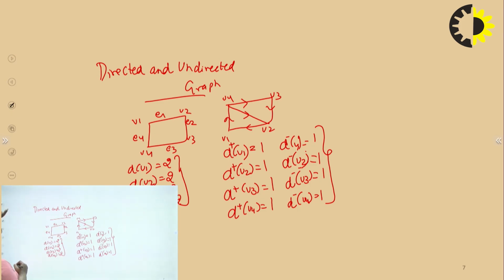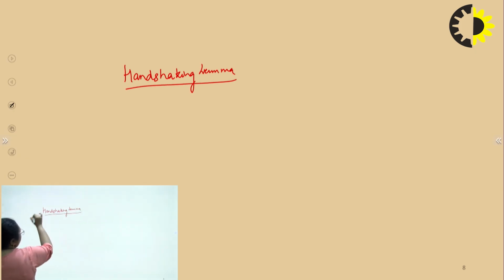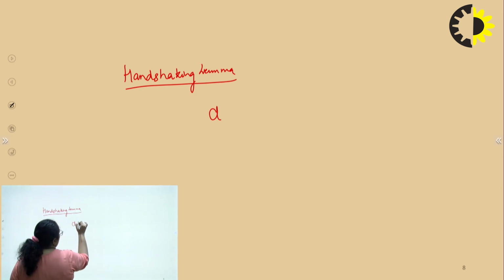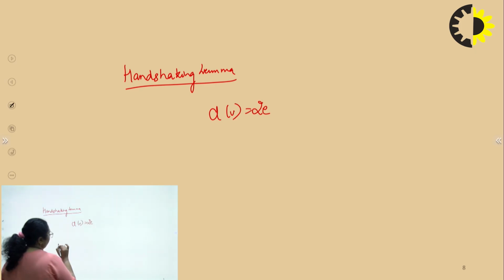So the handshaking lemma is one of the important theorems, and it is asked most of the times in AKTU. It says the sum of degrees of vertices is twice the number of edges. I am repeating this theorem again because it is asked many times in AKTU.